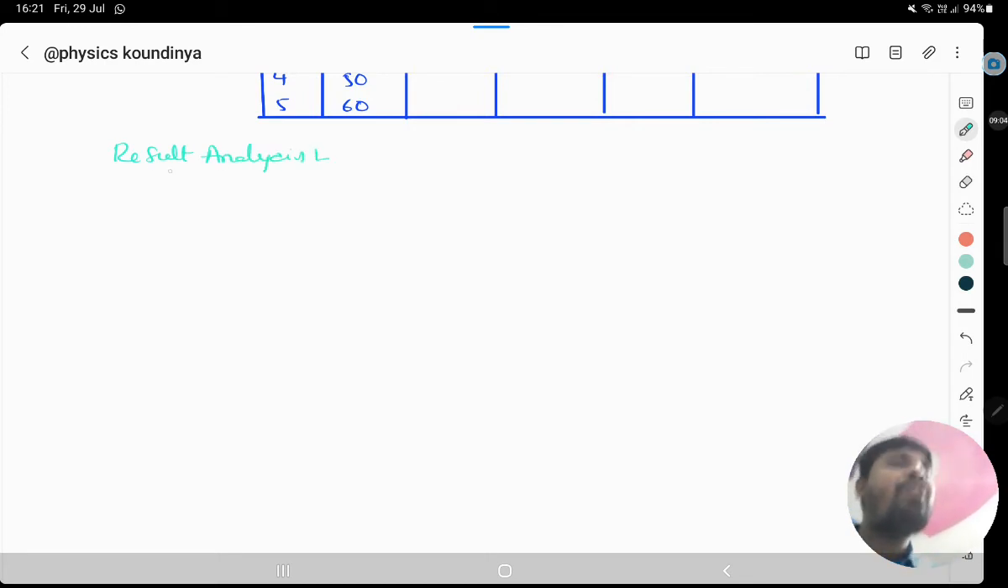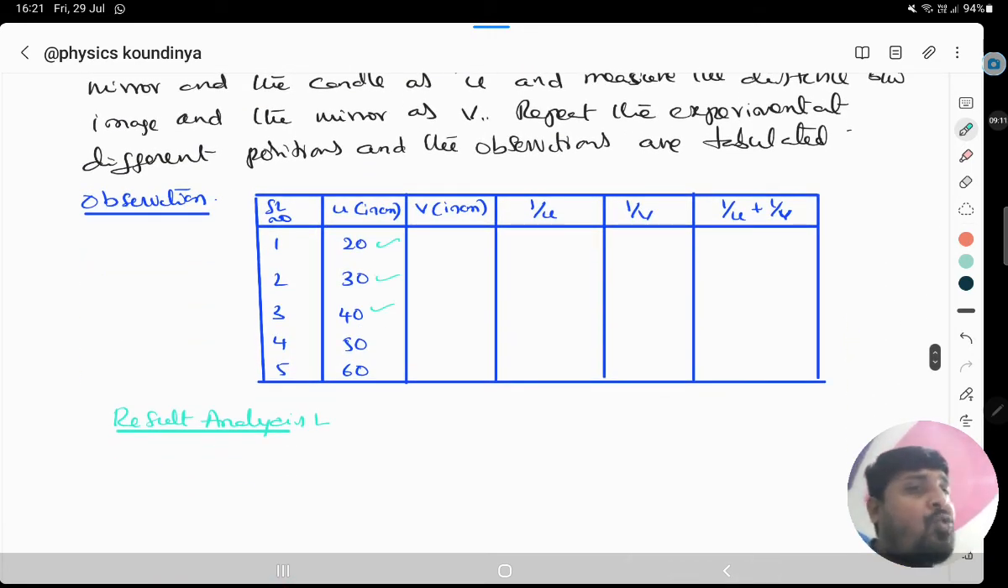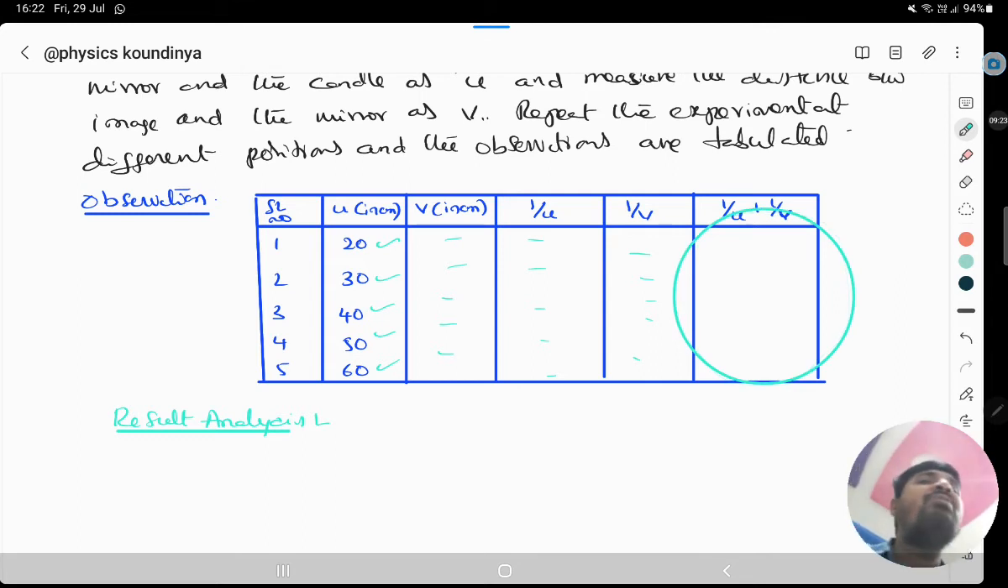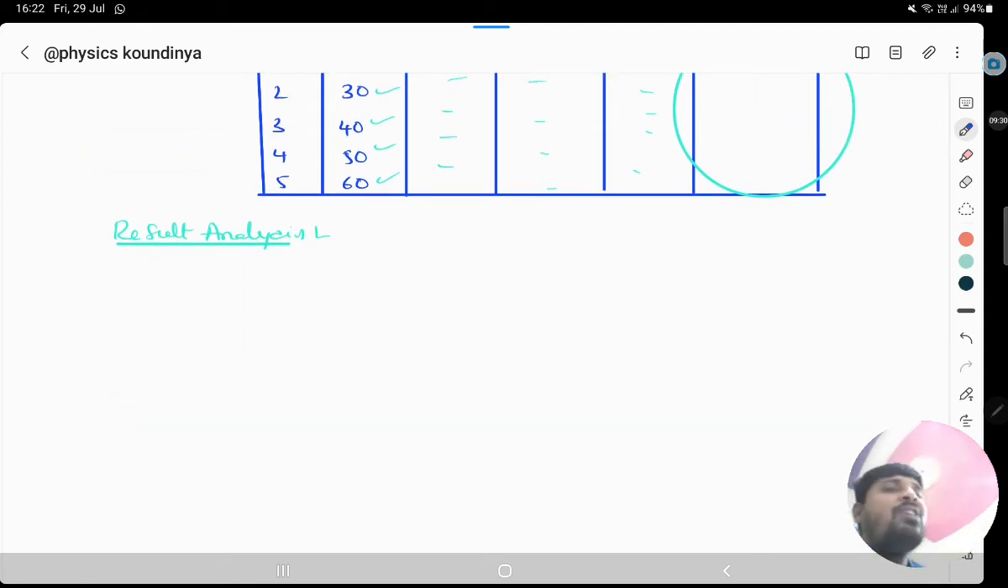Analysis. So what can we analyze from this? At different positions of the u, we are going to have different positions of the v. Obviously 1 by u value will be different and 1 by v value will be different, but in all the cases it is surprising that the 1 by u plus 1 by v value will be approximately constant. You are going to find the value of 1 by u plus 1 by v will be constant. That is what I am going to write here.